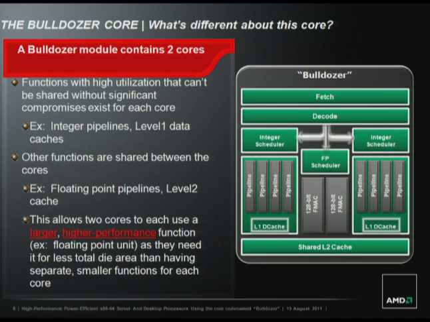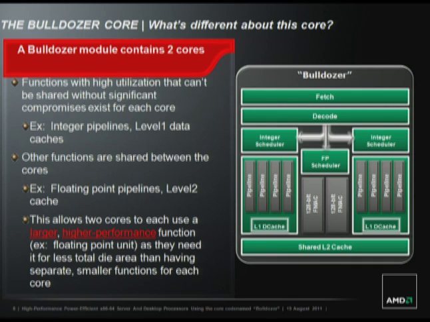The integer pipelines, the level one data cache for each core, those are there. What they also found, analyzing traces and different things, was that there were a lot of things that could be shared. For example, the floating point. Not every piece of software running on a multi-core system is using the floating point at the same time. Similarly, caches can be shared. And in this design, we choose to share the level two cache and the iCaches.